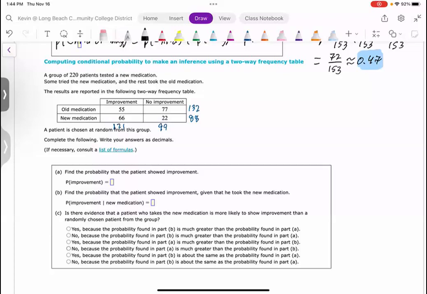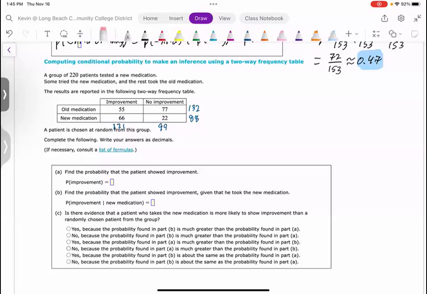A group of 220 patients tested a new medication. Some tried the new medication and the rest took the old medication. The results are reported in the following table. The patient is chosen at random from this group. Complete the following, write your answer as decimals. They do not say how to round it off, so maybe that won't be necessary. Part A, find the probability that the patient showed improvement.